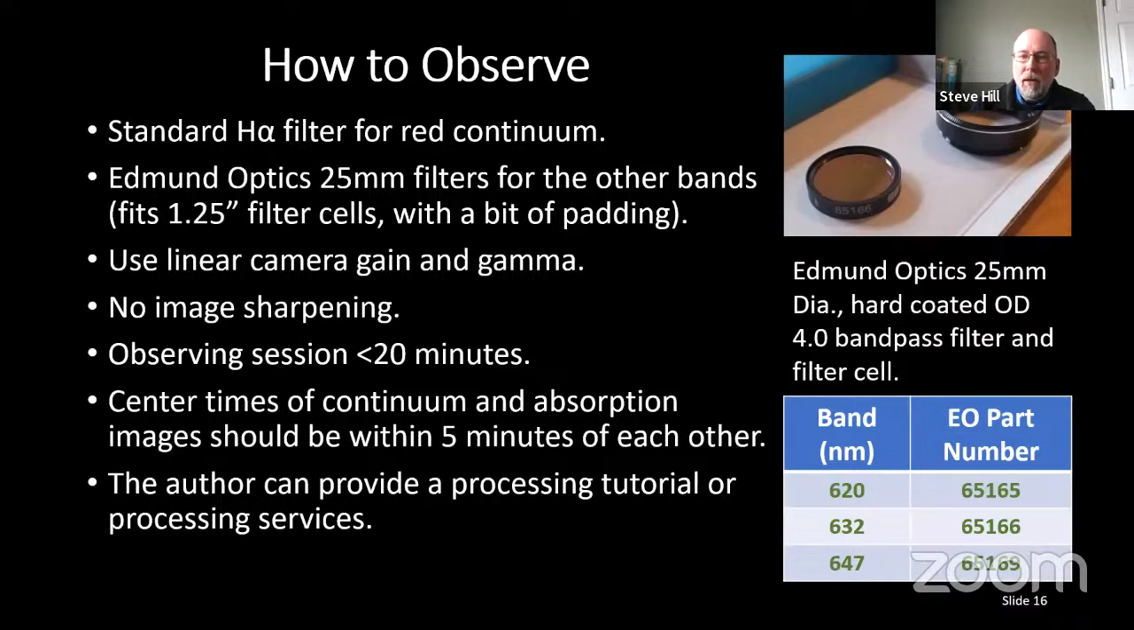So what can you do if you want to contribute observations? For the filters, you can use a standard H-alpha filter for the red continuum. You'll also need 3 Edmund Optics 25mm filters for the other bands. They fit in filter cells. When imaging, use linear camera gains and gammas. Don't sharpen the images. Keep observing sessions short.